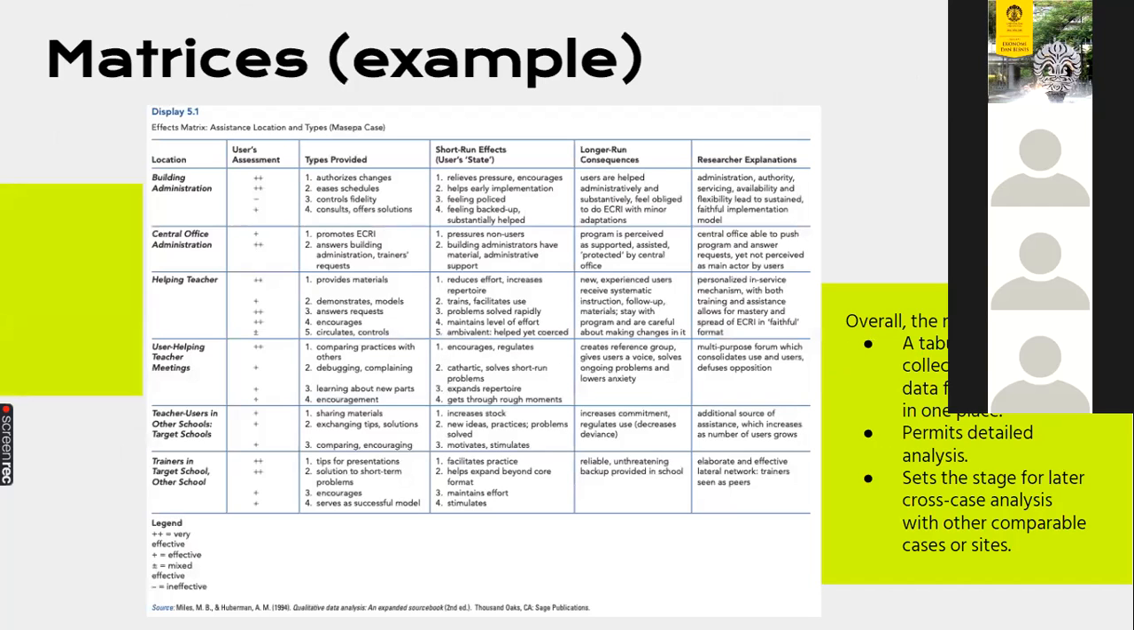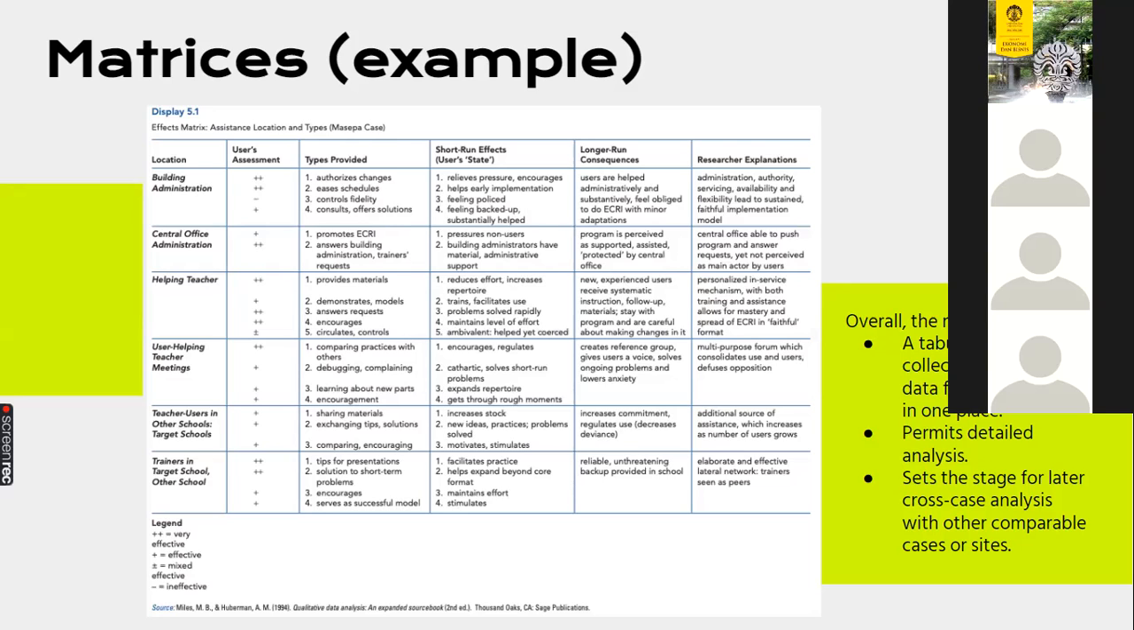So this is the example for a matrix. As I mentioned before, a matrix is essentially the intersection of two lists set up as rows and columns. So it will be easier to see and compare the data as a whole on one page. Here the example is a table drawn with Microsoft Word, aimed at understanding the effect of assistance supplied to a school site. This was part of a school improvement study that observed how a new project innovation was implemented.